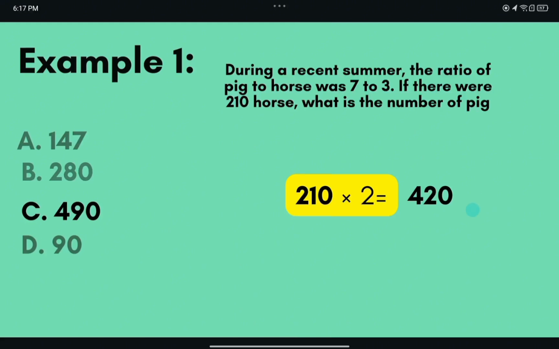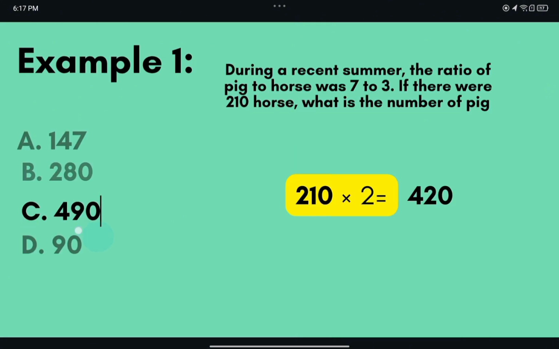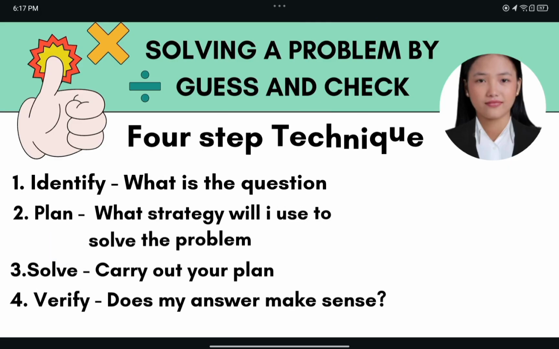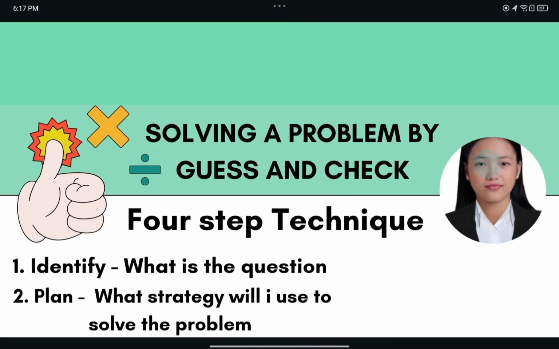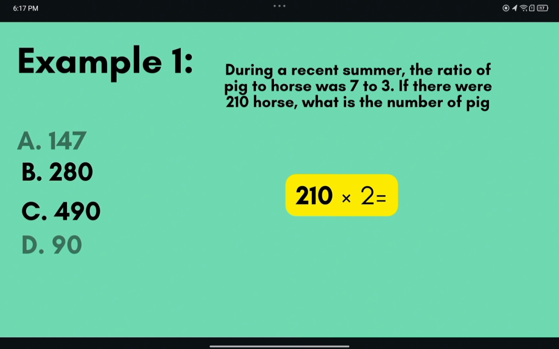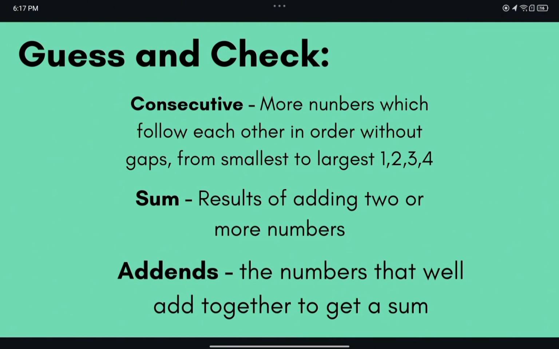Sabi nga natin nung una, what strategy will I use to solve the problem? Number 2 sa plan yan. So, sa example number 2 natin, gagamit tayo ng consecutive, sum, and addends. So, ano nga ba ang meaning ng tatlong to?